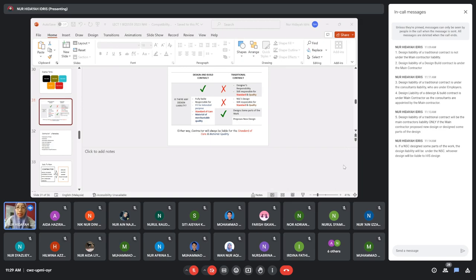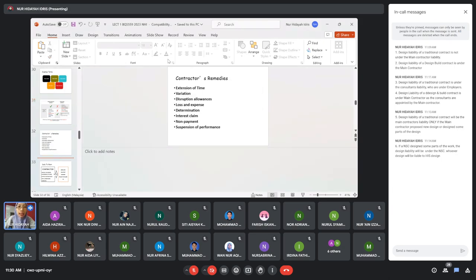Alright. And then kalau NSC to design some part of the work, the design liability will be under NSC. Remember, whoever design will be held liable for their design. Kalau consultant yang design, so basically all the consultants will be responsible for their design. If the main contractor took some of the design and designed themselves, so basically main contractor tu akan held liable because whoever design will be held liable. NSC design untuk main contractor. So kalau whatever happen to that design, collapse ke whatsoever, so basically NSC akan held liable. Okay, clear eh dekat sini? Right. So kita move kepada next slide.